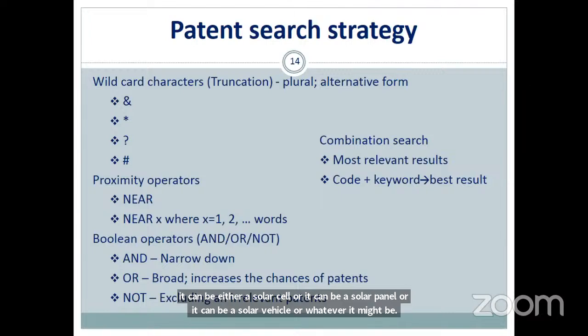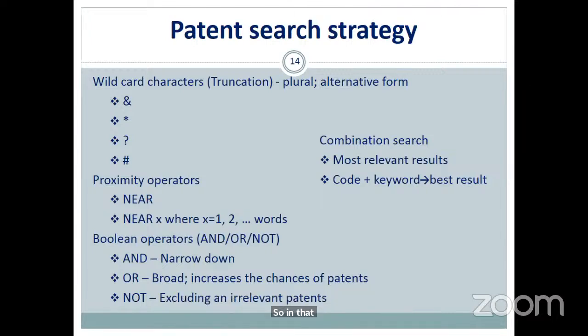Okay. So ampersand and star is for truncation of either one or two letters. But if it is a whole word, then you can use your hash sign. And question mark is for a single letter. Ampersand and star mark is for a US spelling as well as a European spelling.